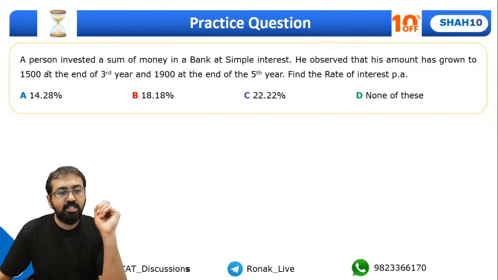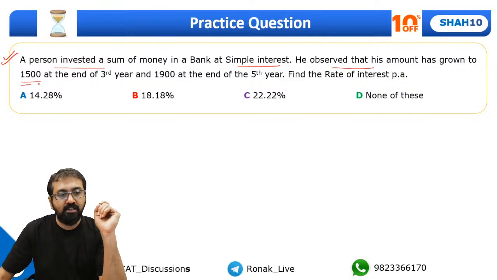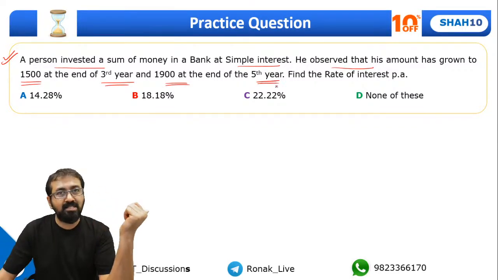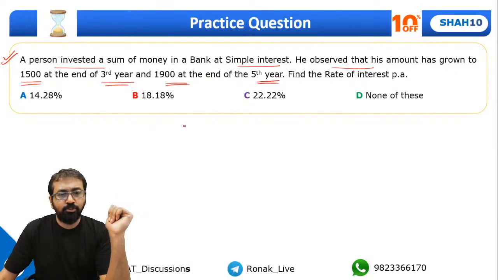Okay, now let's look at this one. Try for this question. A person invested a sum of money in a bank at simple interest. He observed that his amount has grown to 1500 at the end of 3 years and 1900 at the end of 5 years. We have just discussed this yesterday, right? Because we started with compound interest, so we discussed this problem yesterday. So let's try to solve this.